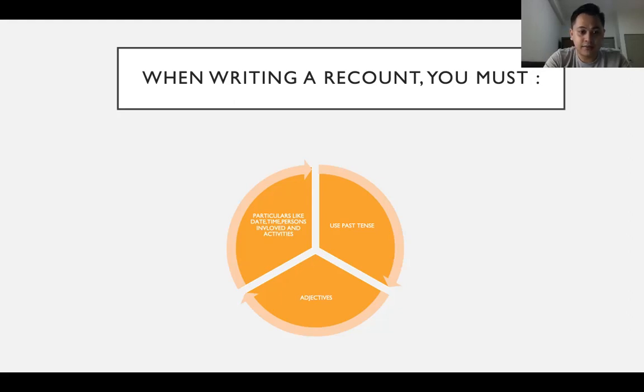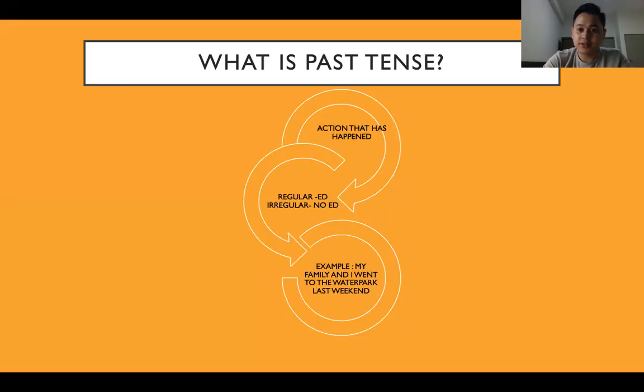And then this is also important. You must include all the necessary particulars. What are the particulars? Like time, date, and the persons involved, which could be your family or the friends that you went out with, and also the activities that you did during those particular days or during the outing. Okay, so this is just a refresh.